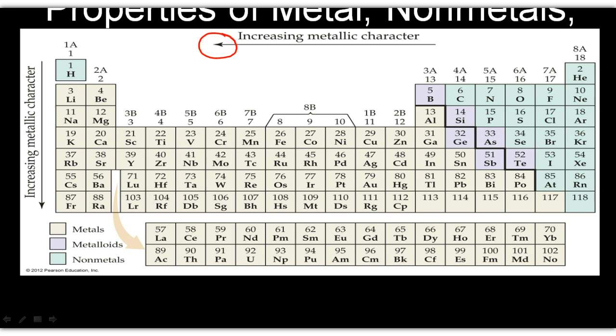We know that the nonmetals are sitting over on this side of the staircase, and then everything to the left of that staircase are the metals, with the exception, of course, of hydrogen, which is a nonmetal. And then we also see that the metallic character increases moving down the table.